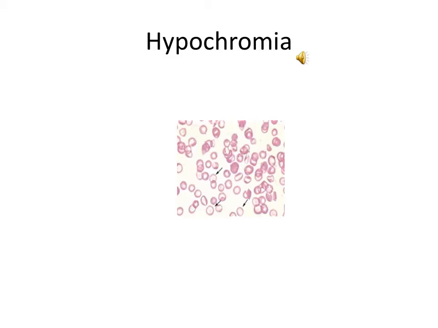Usually the labs grade them 1+ to 4+, and that hypochromic grading is in your book. Keep in mind that target cells, macrocytes, and normocytes can also be hypochromic. Target cells are always hypochromic. They have the bullseye in them. And the macrocytes and normocytes, even though they're normal size or large size, can still be hypochromic. The reason I bring that up is most people associate hypochromia with microcytosis, and that's not always necessarily true.